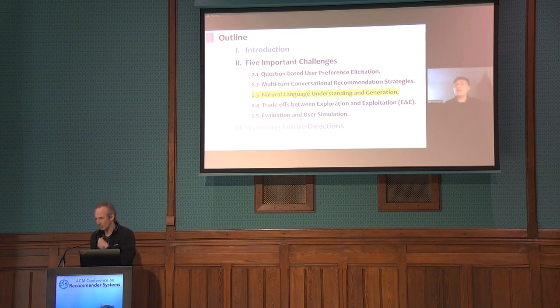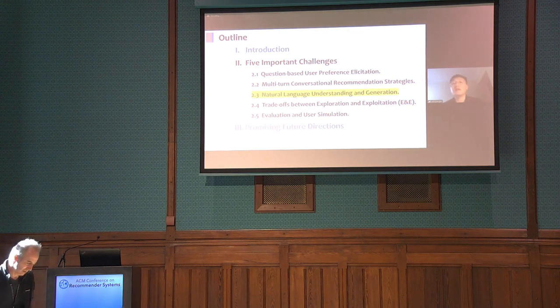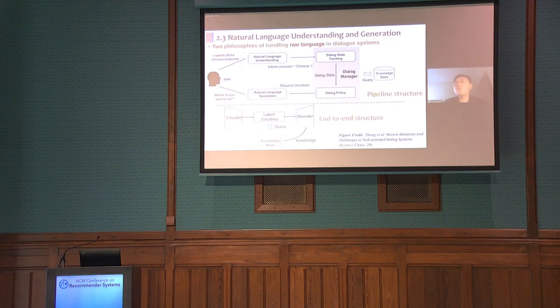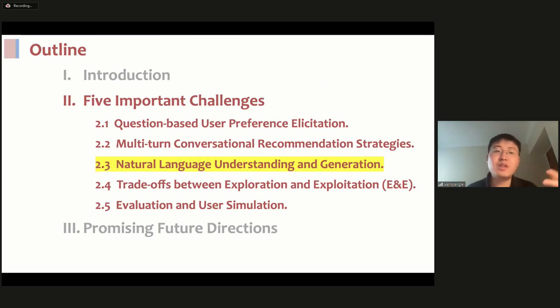Yes. Okay, let's come to 2.3, natural language understanding and generation. This is the third important challenge that we have identified. In the previous two challenges, we do not require the system to be built as a dialogue system, so it can have some click feedback. Recall that in the introduction, we have seen that a conversational recommendation system has two forms.